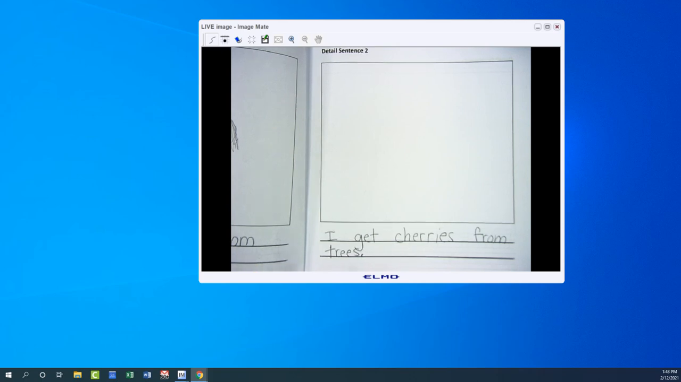You are going to think of two different animals and what specific food they get from trees. Your words and your illustrations are going to match so the reader knows what animal gets what specific food from trees.